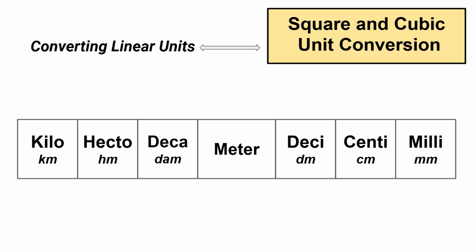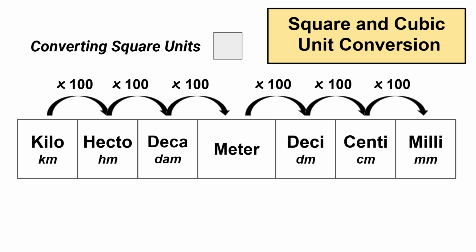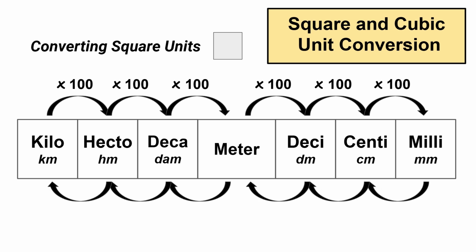So now that we understand how converting linear units works, we can better understand how converting square units works. Now, converting square units works similarly to converting linear units, but instead of multiplying by 10 when moving to the right on the conversion line, we multiply by 100. And instead of dividing by 10 when moving to the left on the conversion line, we divide by 100. And this is because each unit is 100 times larger than the unit to the right and 100 times smaller than the unit to the left.